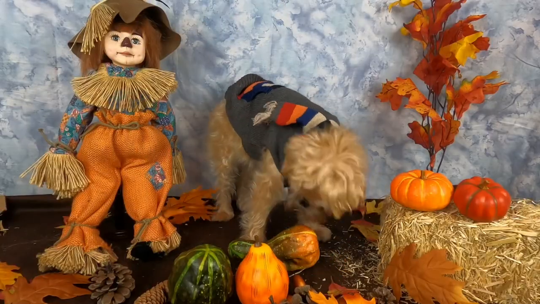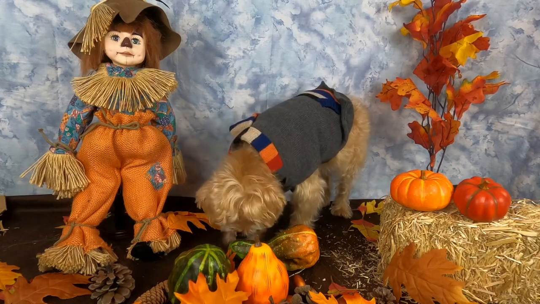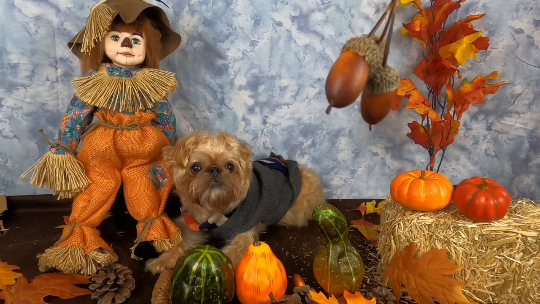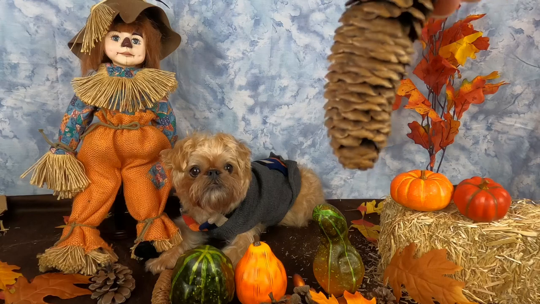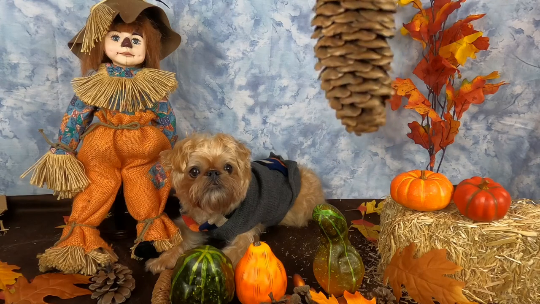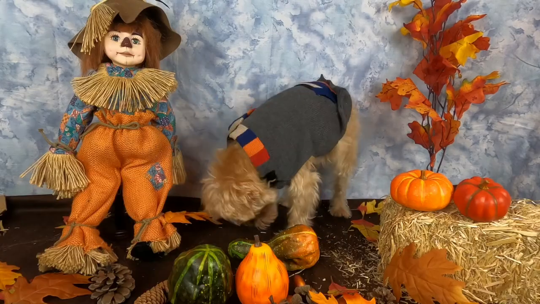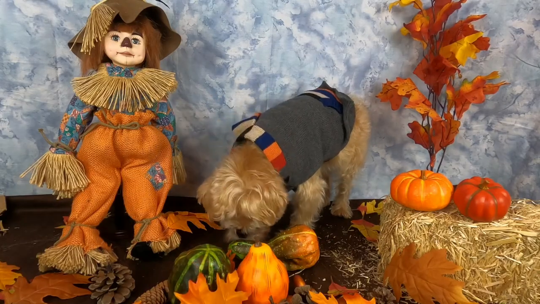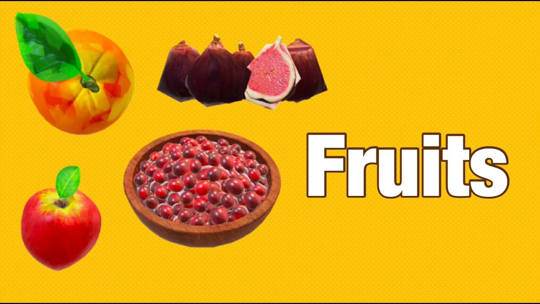Here are some things that make us think of fall, like the red, yellow, and golden colors of leaves falling from trees. We also have acorns in the fall, and see lots of pine cones in the fall too. These pumpkins and gourds are in season. What else is in season? Some vegetables that are in season are carrots, beets, squash, sweet potatoes, broccoli, and spinach. Some fruits that are in season are apples, persimmons, cranberries, and figs.